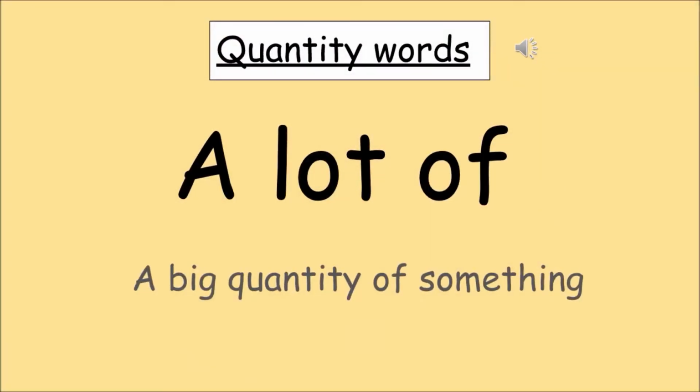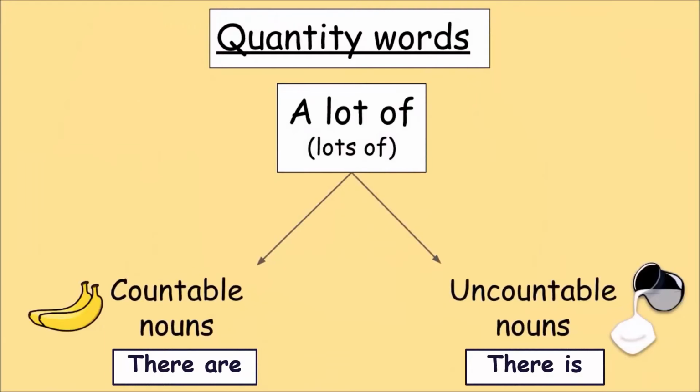So how do we answer these questions? With quantity words. Such as a lot of. It means a big quantity of something. We can use a lot of to talk about a big quantity of both countable and uncountable nouns. But remember, for countable nouns, use it with there are. And for uncountable nouns, use it with there is.